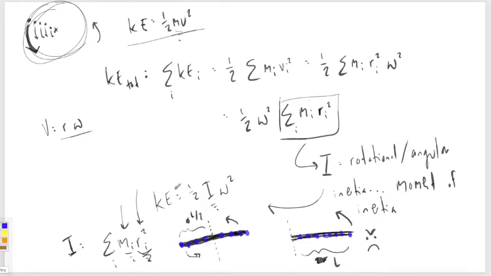All right, so one really big important skill that you guys are going to have this whole unit is knowing how to calculate that I value. For a collection of point particles, it's quite simple. You're just going to sum up the mass of each point particle times the square of its distance away from the axis of rotation. Remember, that's what this R means, distance from axis of rotation. So that's going to be quite simple.